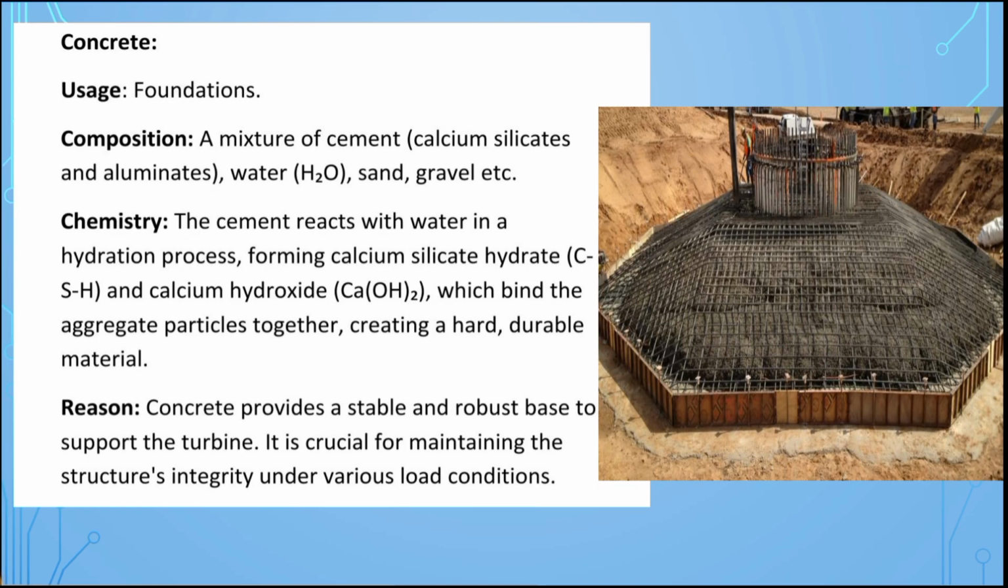The base or the foundation of wind turbines mostly consists of concrete. Concrete consists of a mixture of cement, water, sand, and gravel. In cement, a hydration process occurs. In this process, the cement reacts with the water to form calcium silicate hydrate and calcium hydroxide, which helps in binding these particles together strongly and creates a strong and durable material. Concrete provides a stable and strong base to support the turbine. It is crucial to keep the structure strong and stable under various pressures.